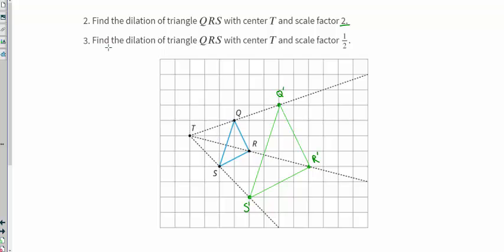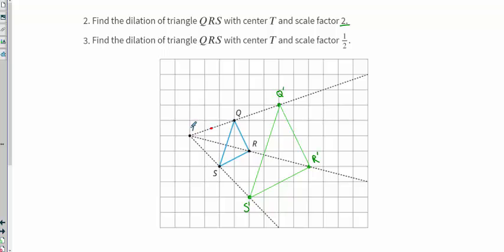Okay, so let's do number 3. It says find the dilation of triangle QRS with a center T and a scale factor of 1/2. So I already know, since the scale factor is 1/2, it's going to make a smaller triangle. So if I go up 1 over 3, I'm going to go half of that. Half of 1 and half of 3.